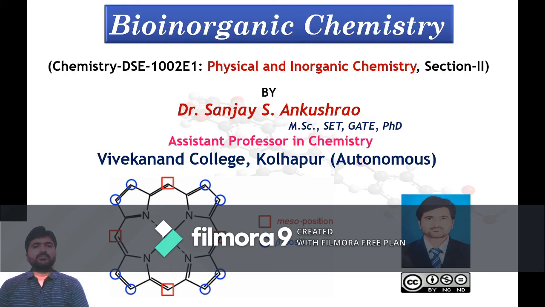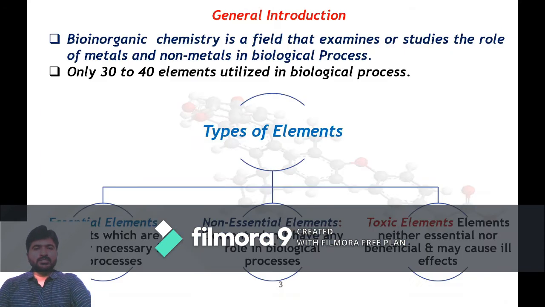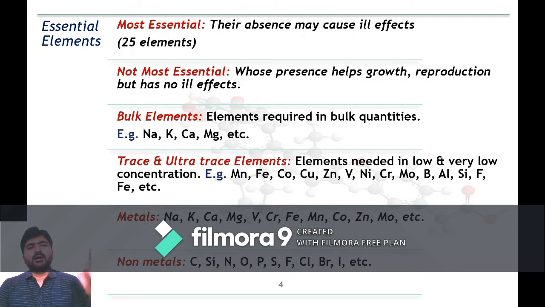In the last module, we have just started the topic Bioinorganic Chemistry, and we have discussed the exact syllabus of this topic, and then we have seen the general introduction of Bioinorganic Chemistry. In the general introduction, we discussed that there are 30 to 40 elements which are utilized in biological processes, and these elements are categorized into different parts. Accordingly, we categorized essential elements, non-essential elements, and toxic elements. Again, the essential elements are further classified into subtypes. So that also we have discussed in the last module.